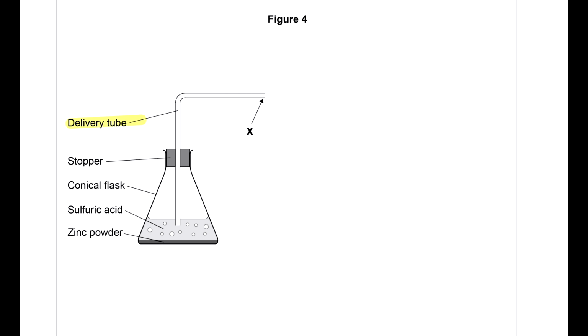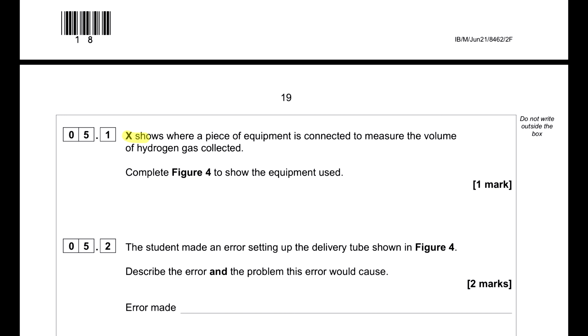Here we have a delivery tube, stopper, conical flask, sulfuric acid, zinc powder. We can see everything. You can see a mistake in the diagram. The delivery tube is inside the liquid. X shows where a piece of equipment is connected to measure the volume of hydrogen gas collected. Complete figure 4 to show the equipment.